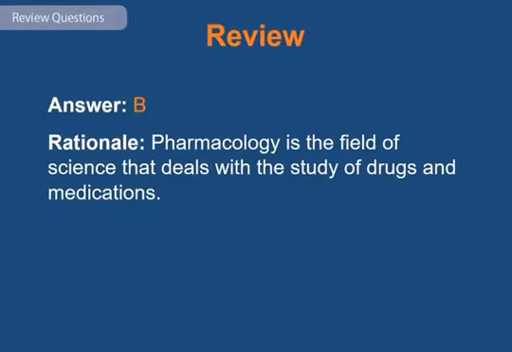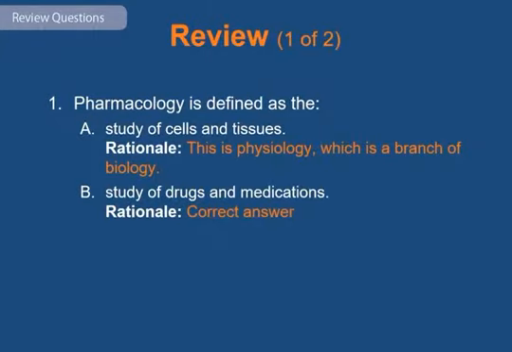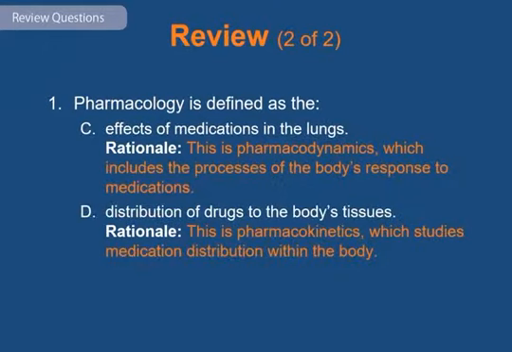Pharmacology is the field of science that deals with the study of drugs and medication. A is incorrect because the study of cells and tissues is physiology, and that's a branch of biology. B, of course, is the correct answer. C is incorrect because the effects of medication in the lungs is pharmacodynamics, which is a different word altogether, and that is the processes of the body's response to medications. And D, distribution of drugs to the body's tissue, that's incorrect because that is another definition, that is pharmacokinetics, which is the study of medication distribution within the body.